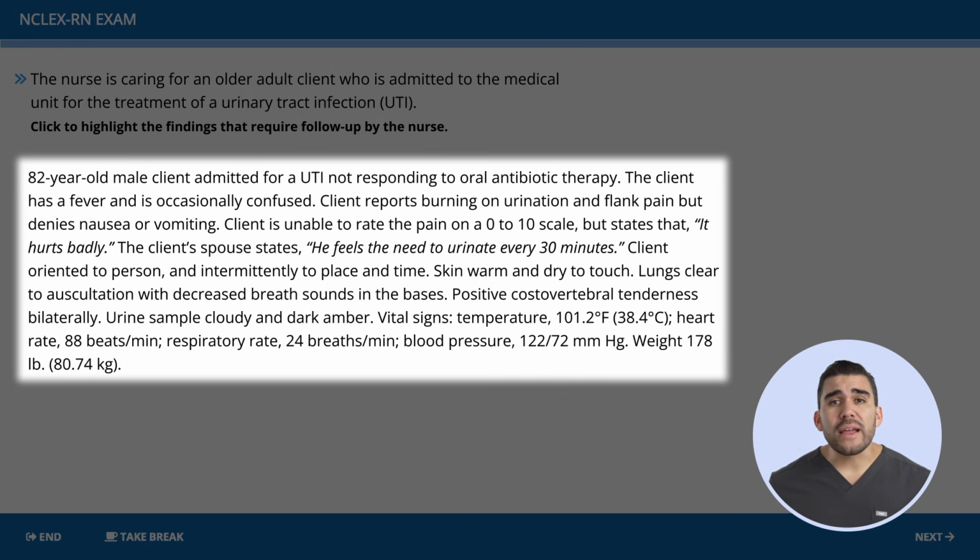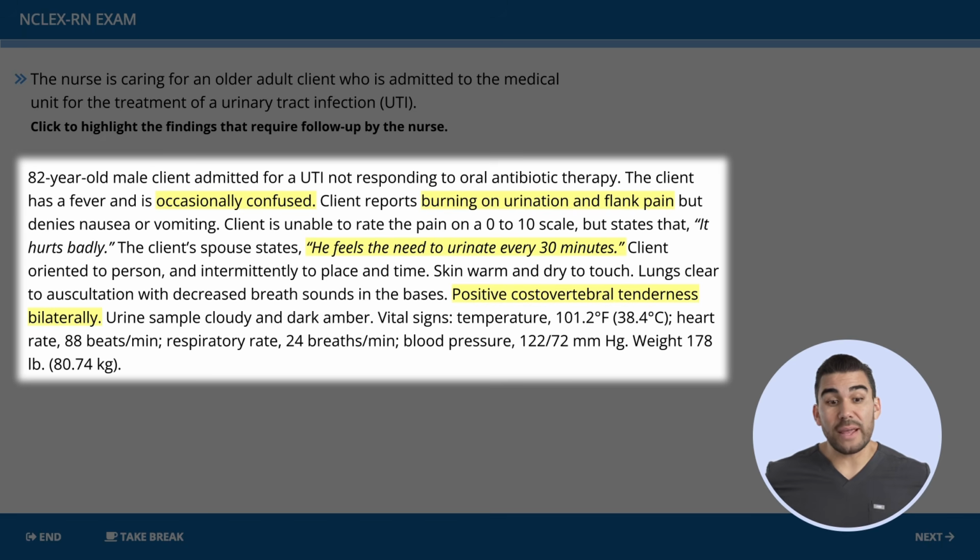So the first thing we're highlighting is the fever with occasional confusion. This is a huge finding associated with possible sepsis, as the infection migrates up to the brain since the infection is now in the blood. The next keywords we're highlighting is burning upon urination and flank pain. Obviously, huge key terms for infection. Also, the client states that they feel the need to urinate every 30 minutes. This shows urgency. And the next one here, positive CVA tenderness bilaterally.